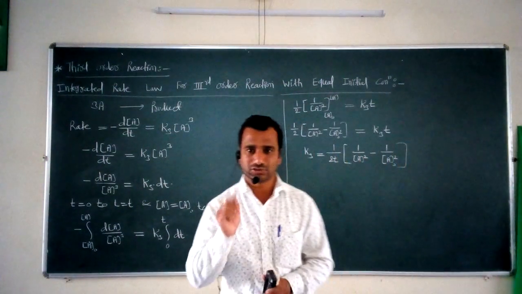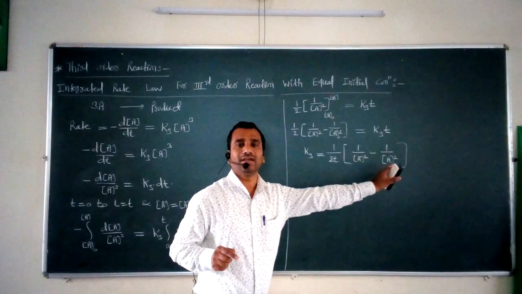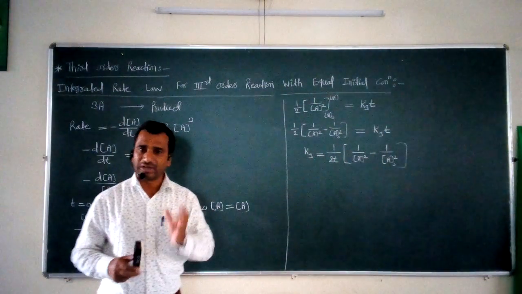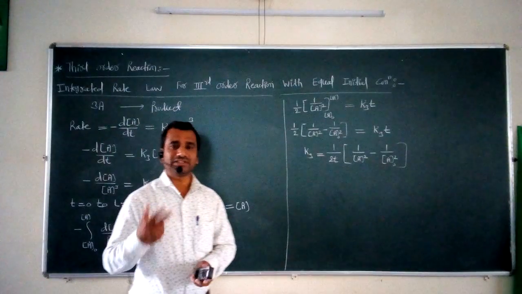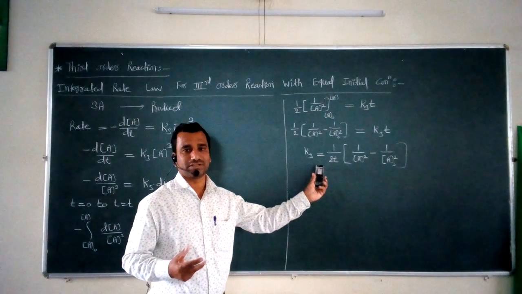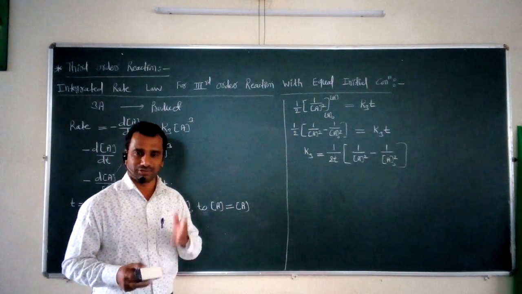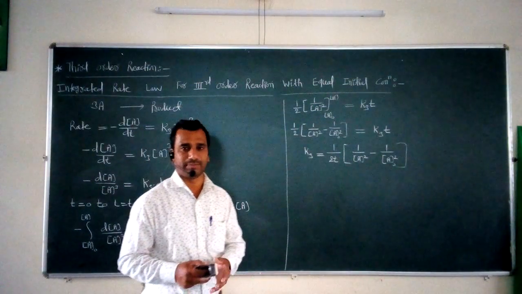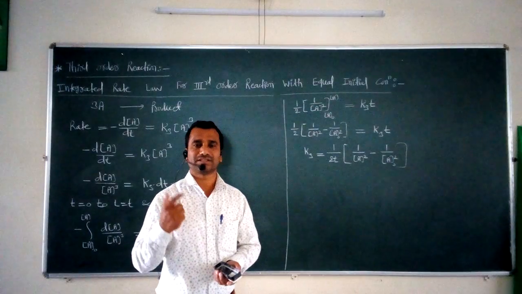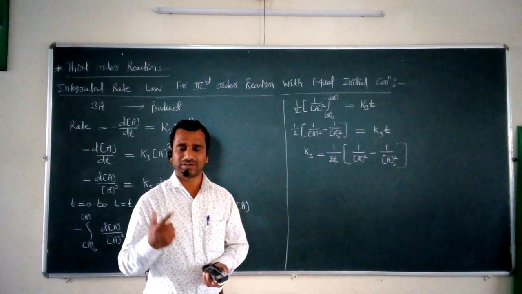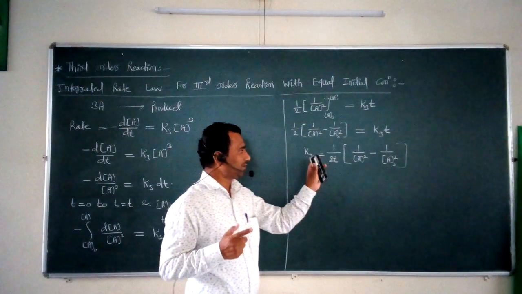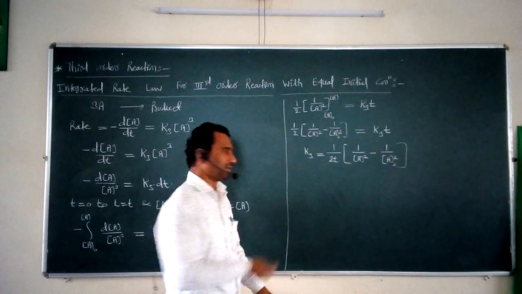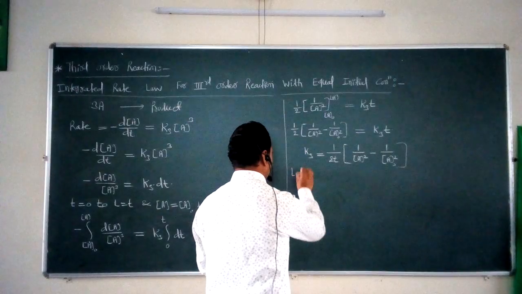One is called the concentration of A and the second is called the concentration of A0 at a particular time small t. But now we are interested to derive one simple form of this rate equation for third order reaction. For this purpose, we have to consider three parameters.